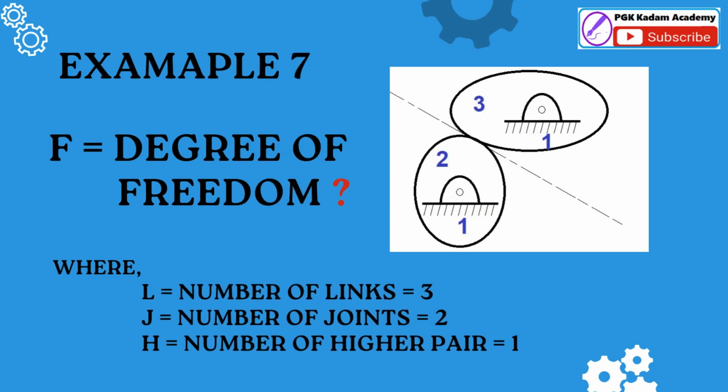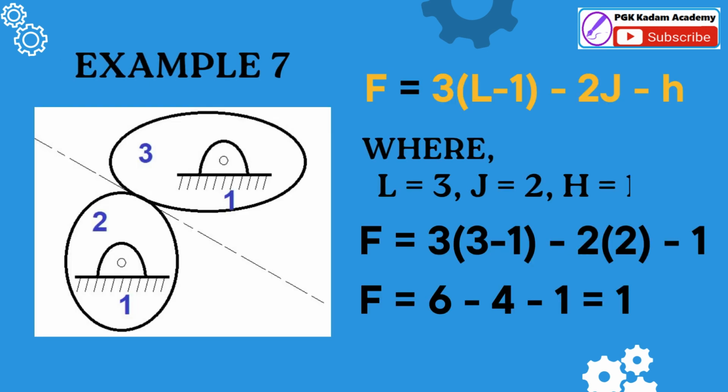Example 7, shown in the figure, determination of degrees of freedom of this planar mechanism. Degree of freedom F equal to 3 times (L minus 1) minus 2 times J minus H. Here shown in the figure by observation of the mechanism.